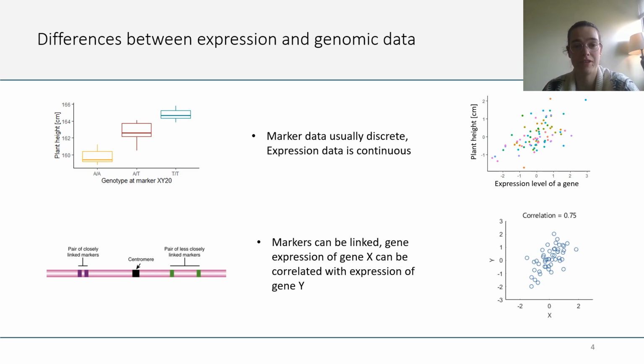However, the GWAS analysis was developed on different data. So here are some of the differences between expression and genomic data. For example, marker data, as we've seen, is usually discrete, but expression data, as we can see here, is on a continuous scale. At a similar level, markers can be linked, so they can be closely together on the genome. However, in gene expression, we can have correlated genes, so that the expression of one gene is strongly correlated with another gene or with a huge amount of other genes.